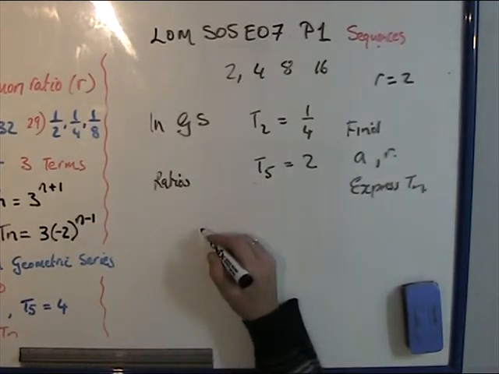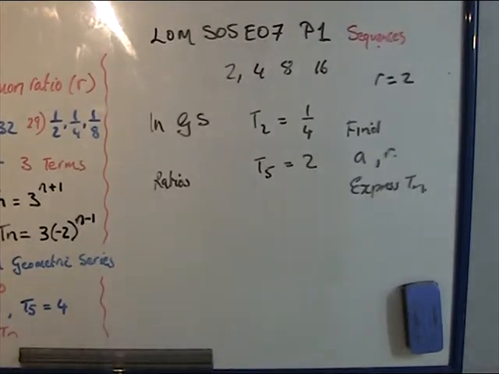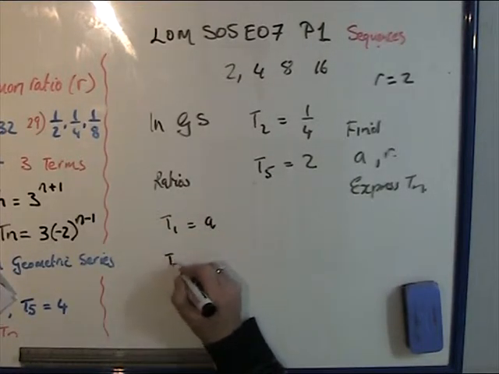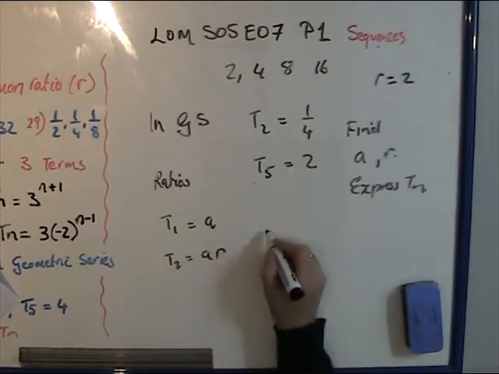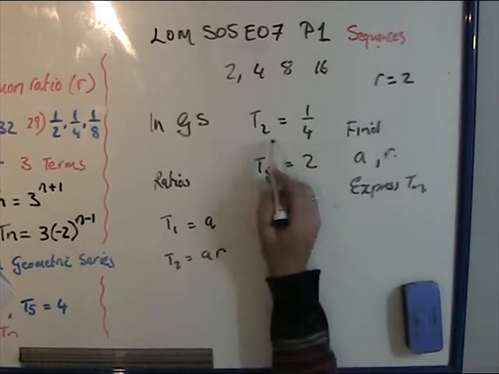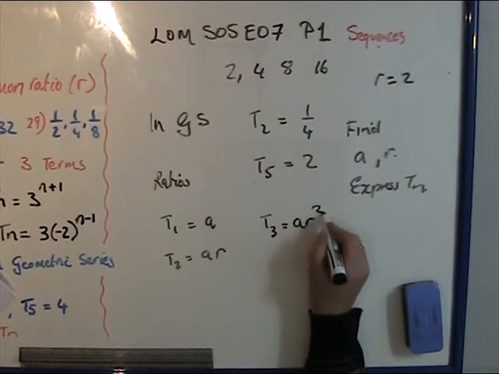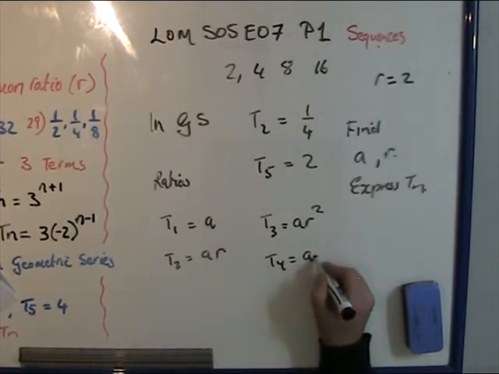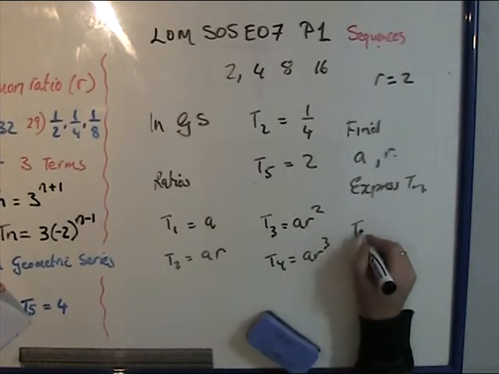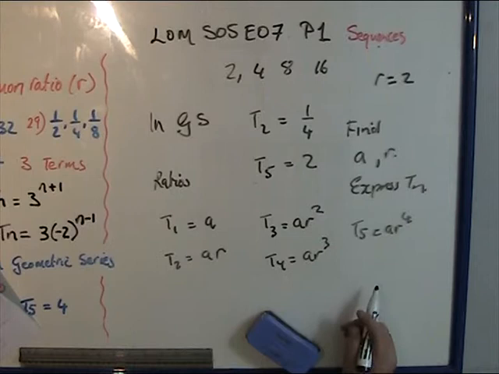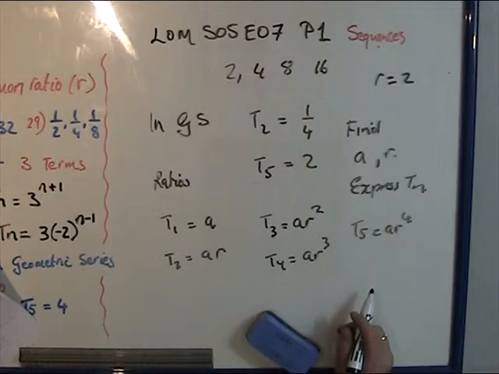In order for me to discover what the first term is, I need to start playing around with this. So T1 was equal to A. T2 is equal to A times R, which we have, which is a quarter. T3 is equal to AR squared, T4 is equal to AR cubed, and T5 is equal to AR to the power of 4. So you can see that it's multiplying by R all the way along, by its constant ratio. So the constant ratio is R.